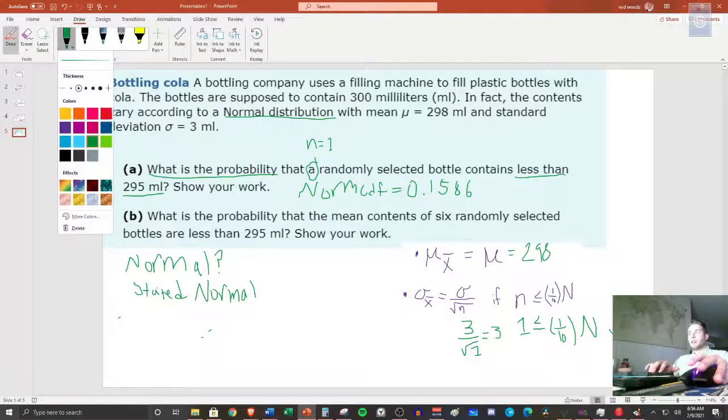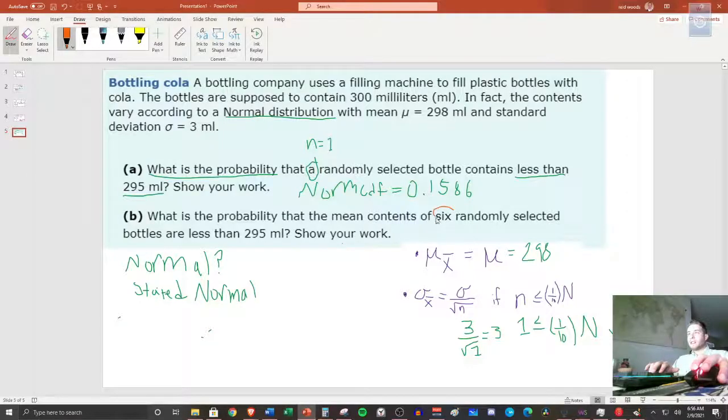Okay? I'm going to change colors to show the difference in the way that these are worked. So now we're going to change it for part B. We need n equals 6. So what that does is it changes our standard deviation. When we increase the sample size, the standard deviation gets smaller, right? So this is going to be our new calculation. So I'm going to write it here. 3 divided by square root 6.